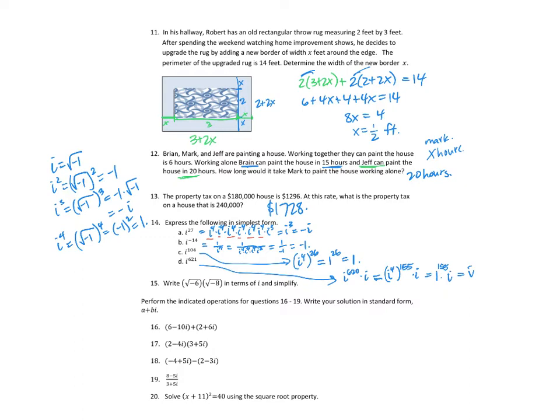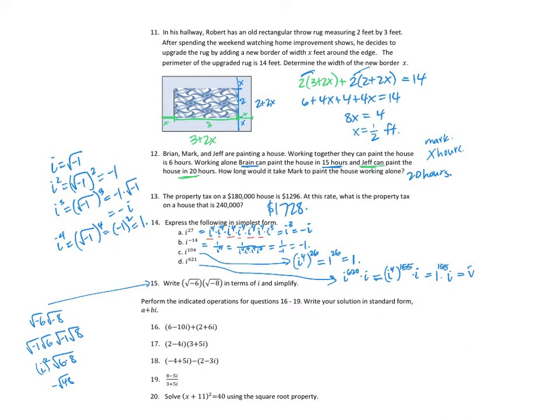Then it says write square root of -6 times square root of -8 in terms of I and simplify. Okay, so square root of -6 times square root of -8. Well, I can write this as square root of -1 times square root of 6 times square root of -1 times square root of 8. And then I can move those together. So this is I times I, so I squared, times the square root of 6 times 8. So 6 times 8 is 48, and I squared is negative. So negative square root of 48.